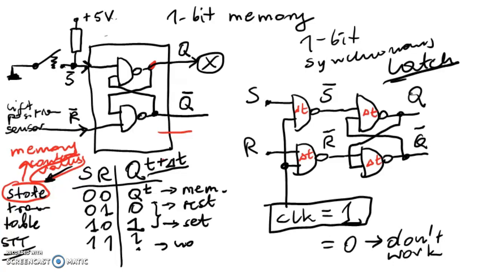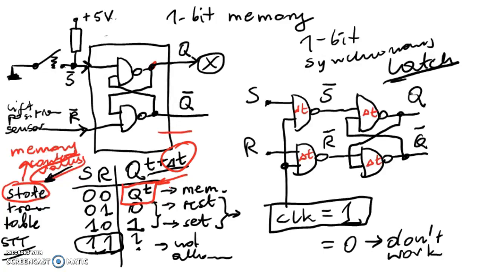And this is not allowed. It doesn't make sense to set and reset at the same time. So don't do it. Never, please. If you use it, don't put 1 1 on these inputs. So these two commands, reset and set, don't depend on the current state. The only command which depends on it is 0 0. So store it. Don't change anything. If you have 0, there will be 0. If you have 1 on the output, there will be 1 after delta t. Okay, thank you.